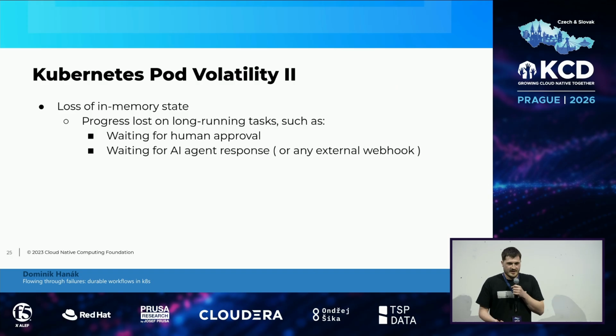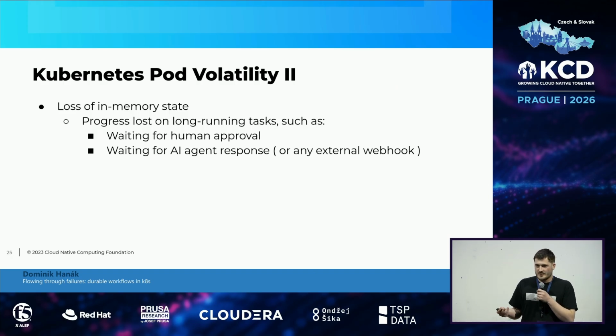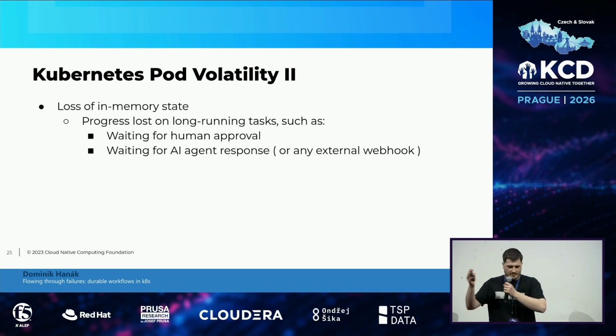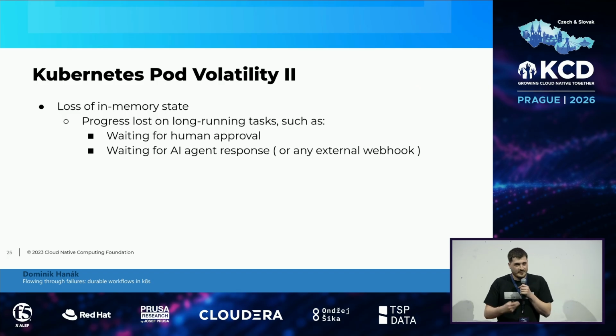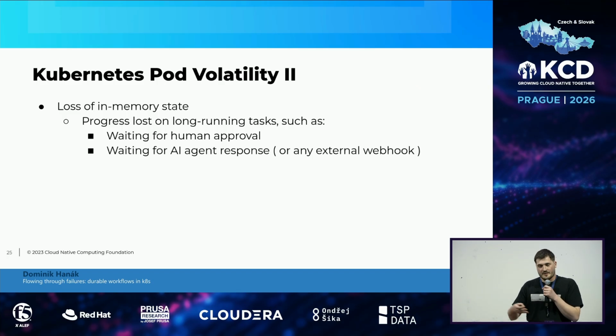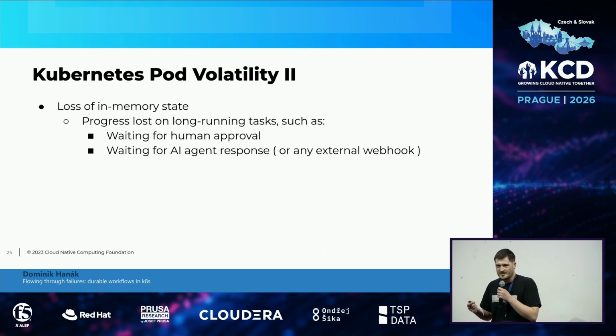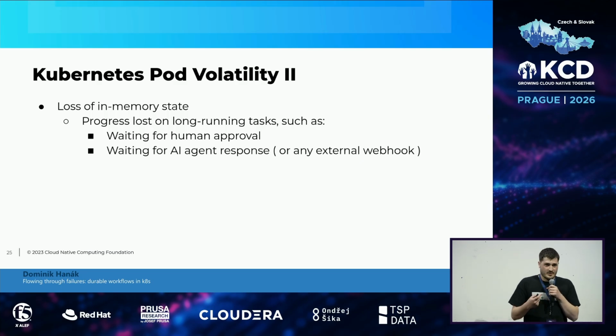So when that happens, you are losing your in-memory state. It's a Java application, so all of the state is stored in memory. So progress is lost on all the long-running tasks. For example, if you waited for human approval, you lost the state. You can't resume the workflow from the same point, which becomes costly, right?